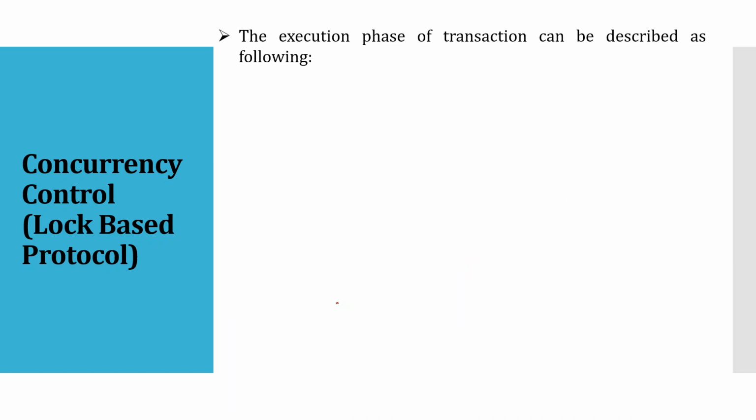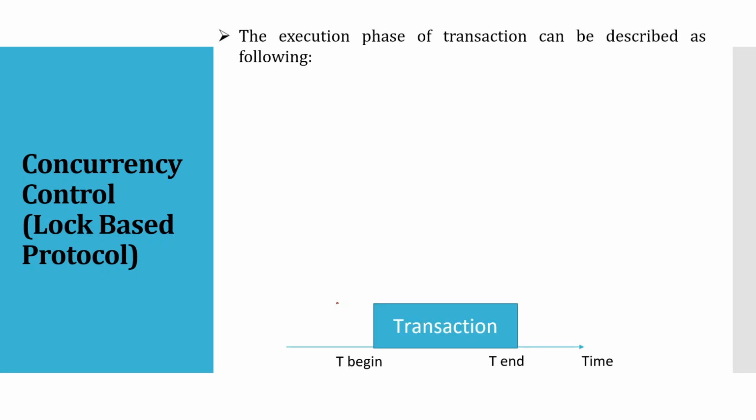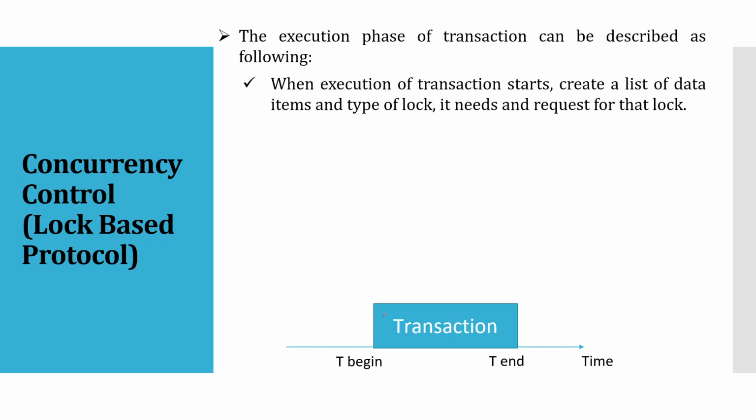The execution of a transaction using the lock based protocol can be described in two different ways. For a transaction there will be some begin time and some ending time, right? And how these transactions are managed is done using the request and grant of locks. So when execution of a transaction starts, create a list of data items and the types of locks it needs, and request that particular lock.